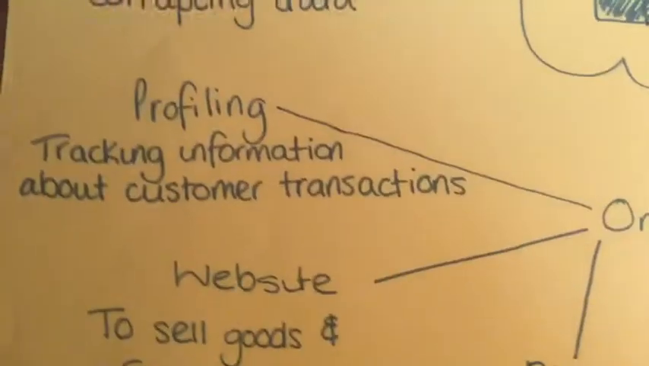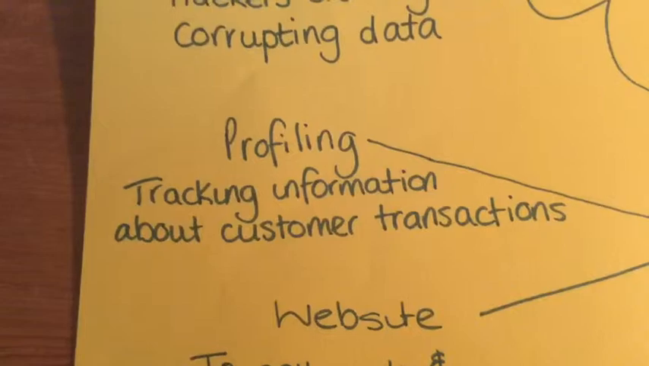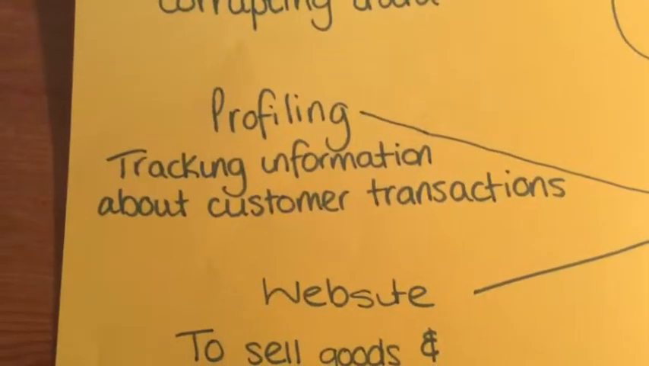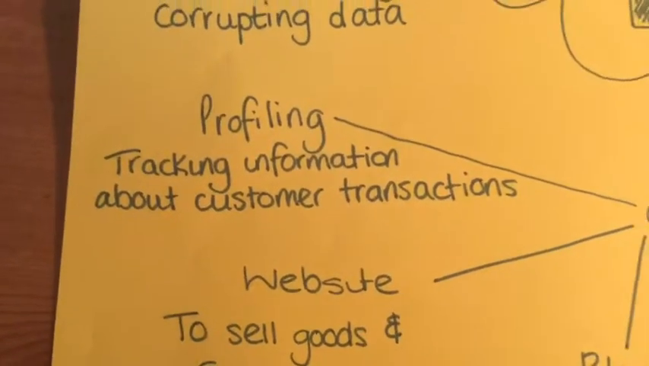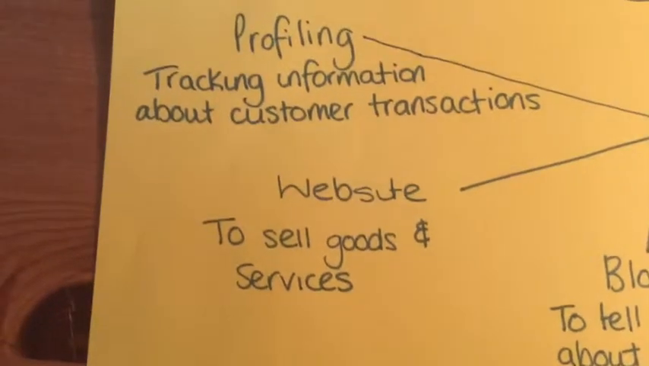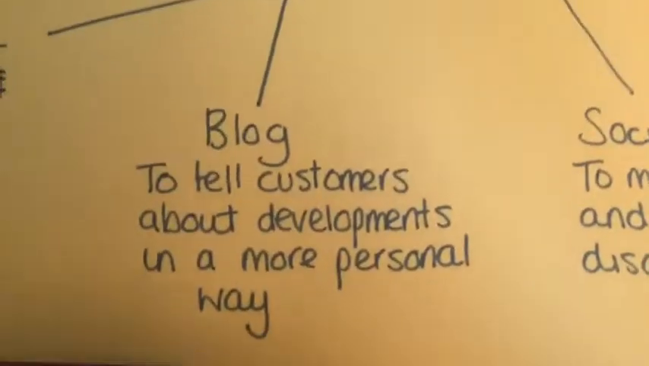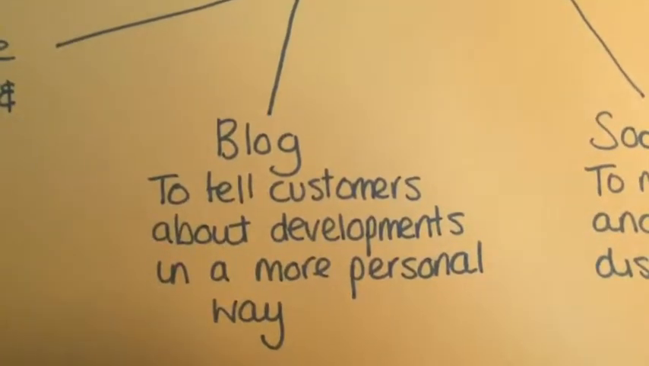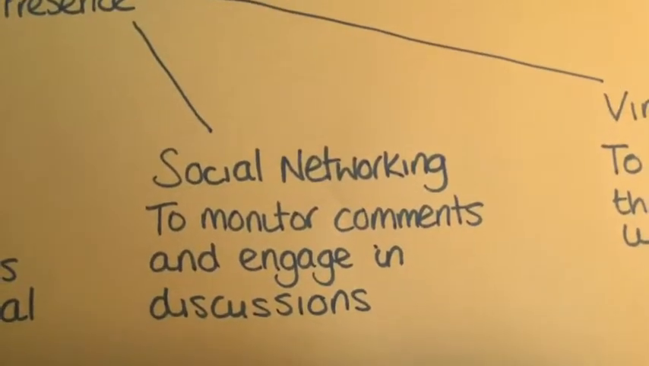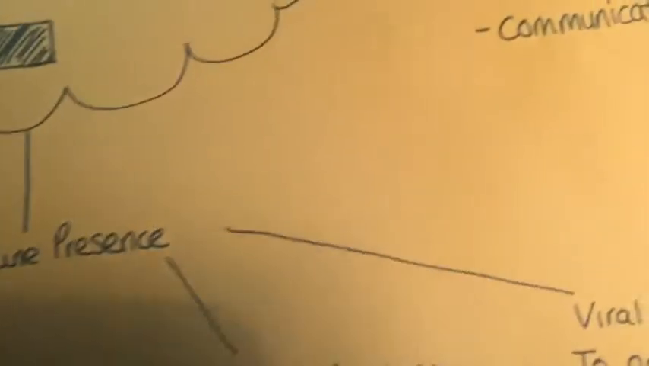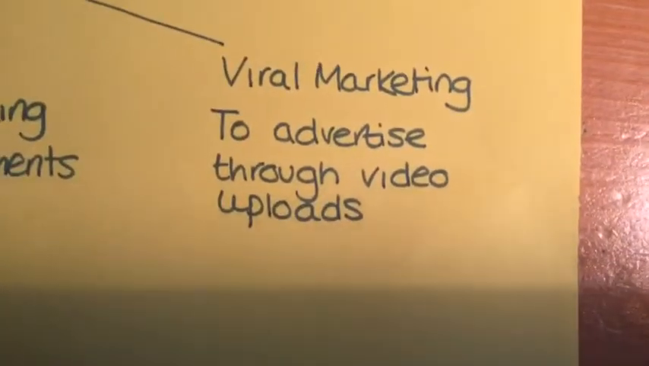More and more organisations are developing an online presence. So what does this actually mean, and how do they have an online presence? The first way is by profiling their customers, and this means tracking information about customer transactions, which is gathered using cookies. A lot of organisations will have websites to sell goods and services. They might have a blog to tell customers about their developments, but in a more personal way. Social networking to monitor comments and engage in discussions. And the final way, which we've looked at in class, is viral marketing, to advertise through video uploads.